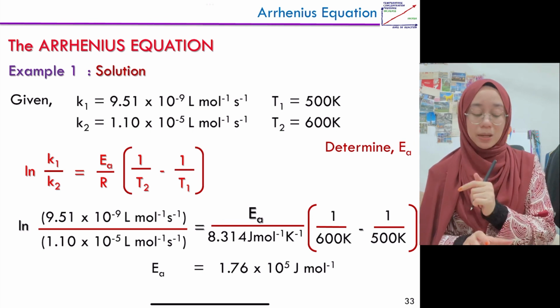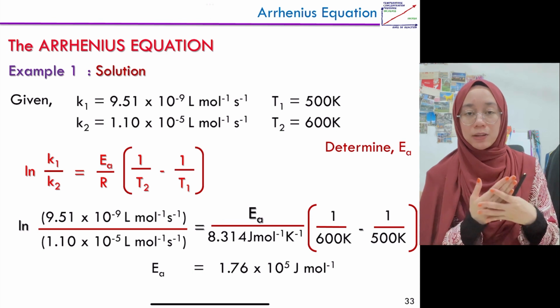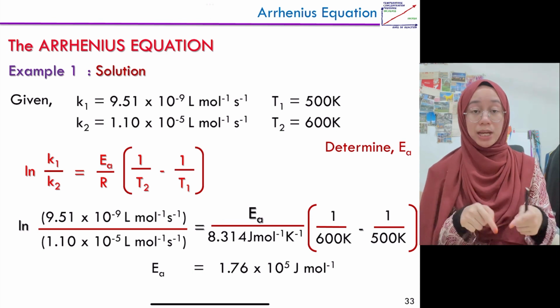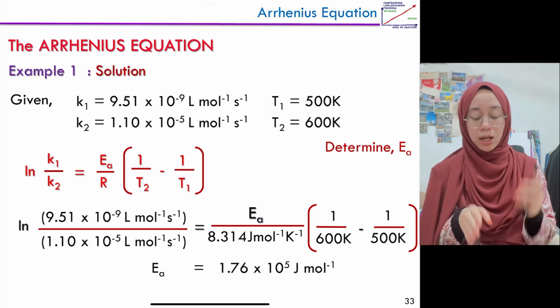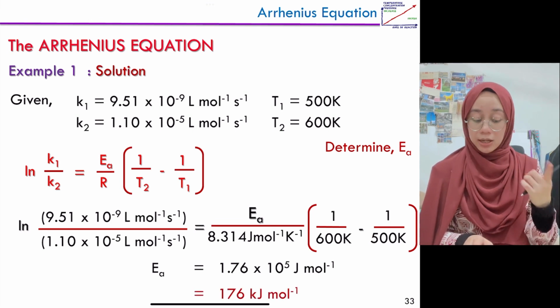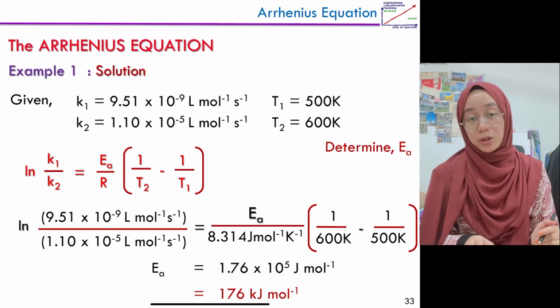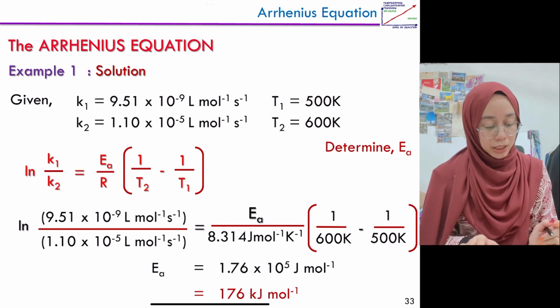Okay, tapi ni baru J per mole. So let's say soalan tak ada minta specific the activation energy in kJ per mole, so you can leave your answer like this, in J per mole. However, if specifically dia minta dalam bentuk kJ per mole, then you have to change lah. Okay, so write down 176 kilojoule per mole then. Okay, so ni example 1.